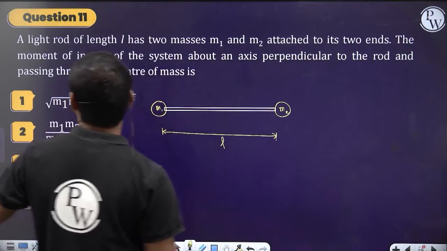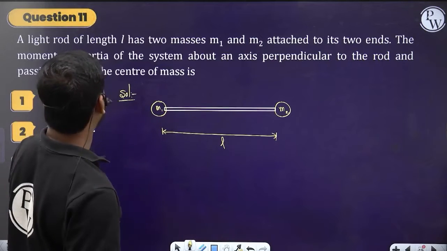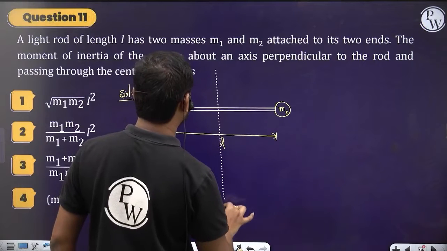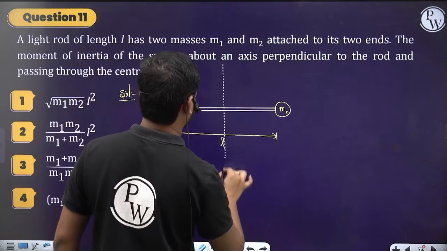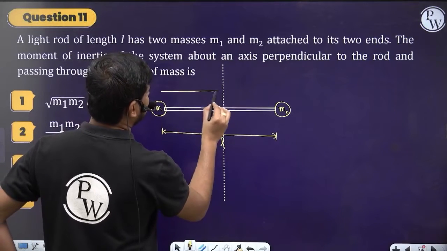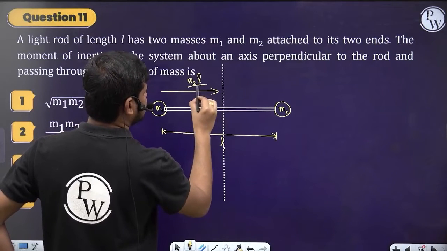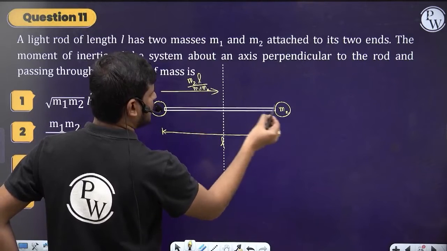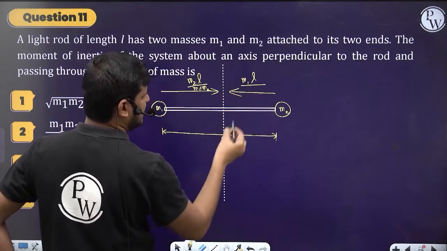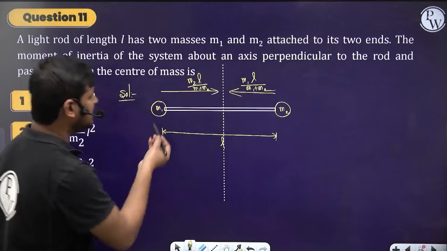L. Then the moment of inertia of the rod about an axis perpendicular to the rod and passing through the center of mass. Consider this is the center of mass and the axis is perpendicular to the rod, like this. We know the center of mass distance from the body M1 is the other mass into the total distance by M1 plus M2. And the center of mass distance from the other side is M1 into total distance L by M1 plus M2. We already studied this in the center of mass, right? So simply now you can calculate.